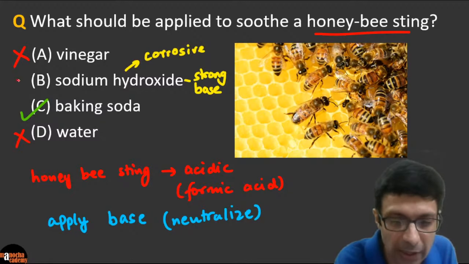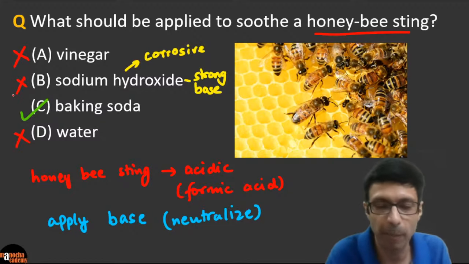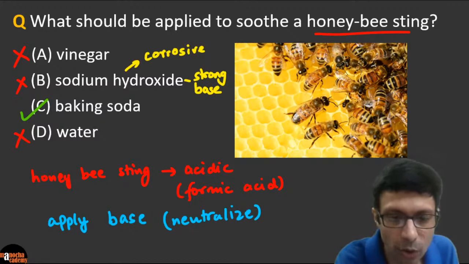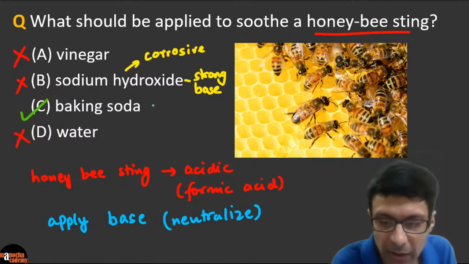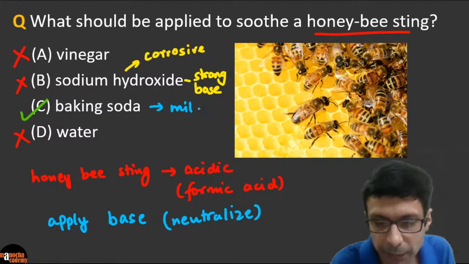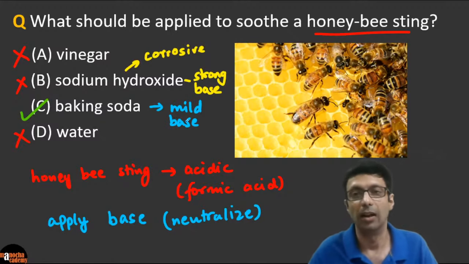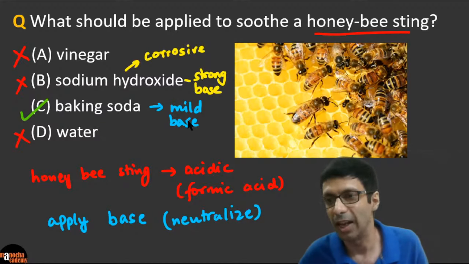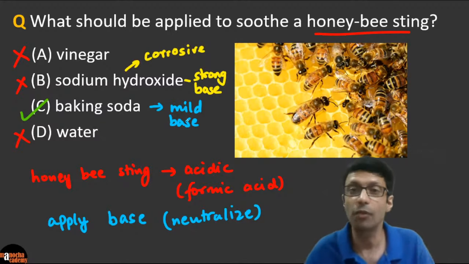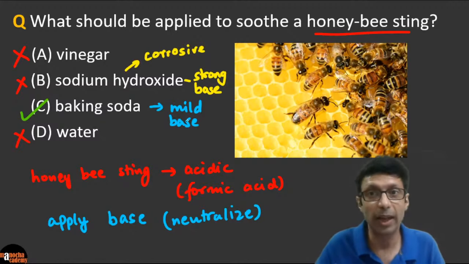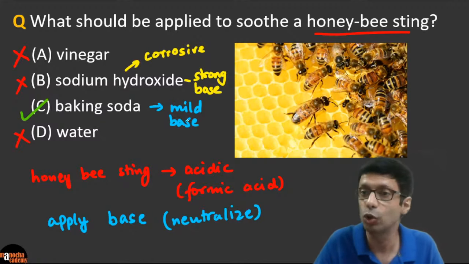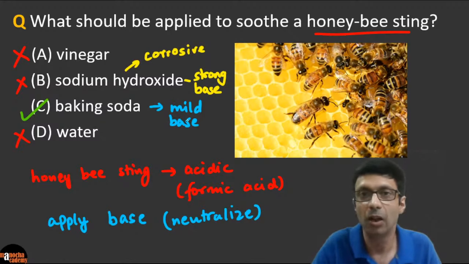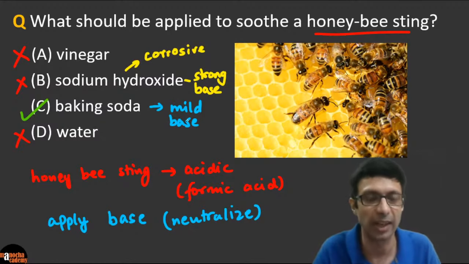Very good. A lot of you are saying it's corrosive. Excellent, guys. And baking soda is a mild base. So you want to apply something which is mildly basic, right? So that it soothes the honeybee sting. Excellent, guys. And a lot of times in the tests, you get these practical based questions and it's good to know, right? Suppose you get a sting, what should you apply? You should apply this practical knowledge of science in your daily lives.